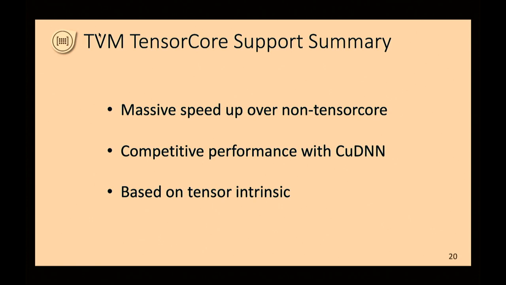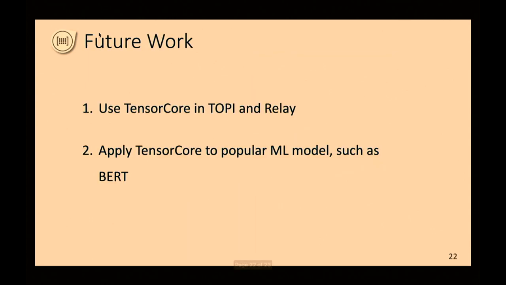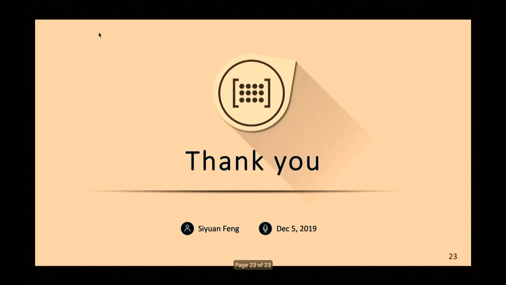So here's a short summary: we provide massive speed up over non-TensorCore TVM and competitive performance with CUDA and cuBLAS. And it is based on the tensor intrinsic. And about some future work, we will use the TensorCore in Relay to help users to use the TensorCore in their models. And also apply TensorCore to some popular models such as BERT, because we should be very fast on BERT inference. Thank you.